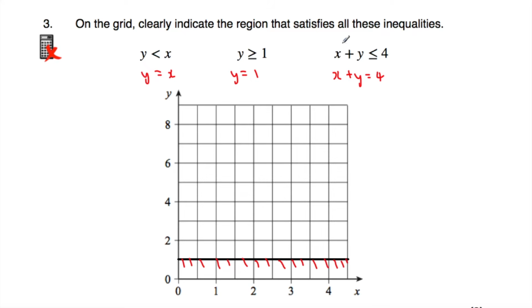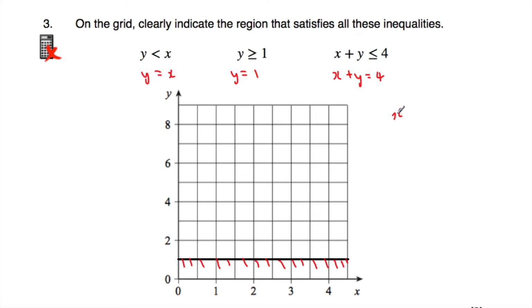Okay, our next one, x plus y is less than or equal to 4. So we're going to draw the line of x plus y equals 4. And again, we could use the shortcut. Remember, if it's x plus y equals a number, you just go to that number on the x-axis and the y-axis and join them up. So it'd be 4 there on the y-axis and 4 there on the x-axis, and then join them up, and that'll be the line x plus y equals 4.